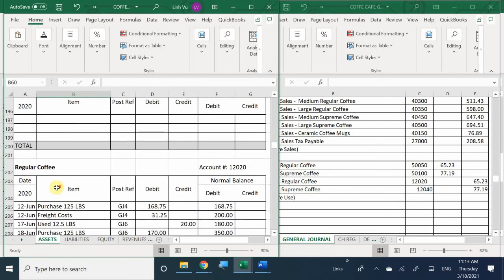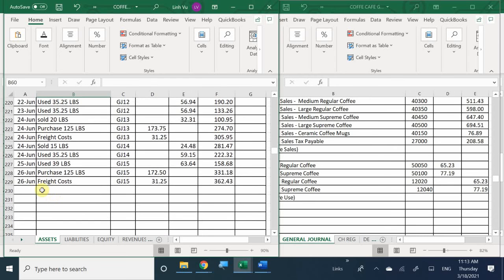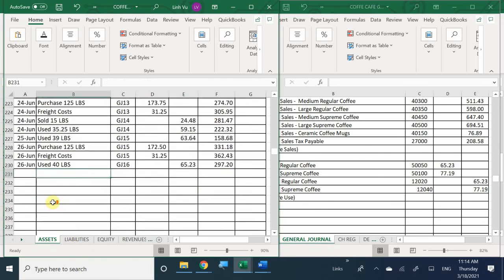Okay, so here we are. Regular coffee. 6/26. Once again, we used 40 pounds. General Journal 16. We decreased it by 65.23. So what is my new ending balance? 297.20. Okay, good, which we solved in our inventory worksheet.